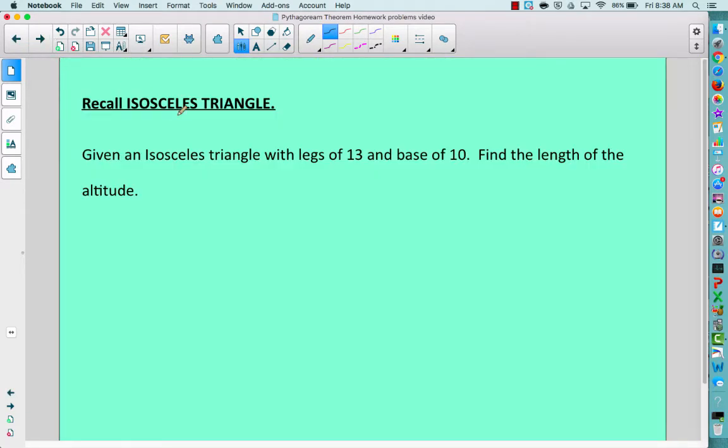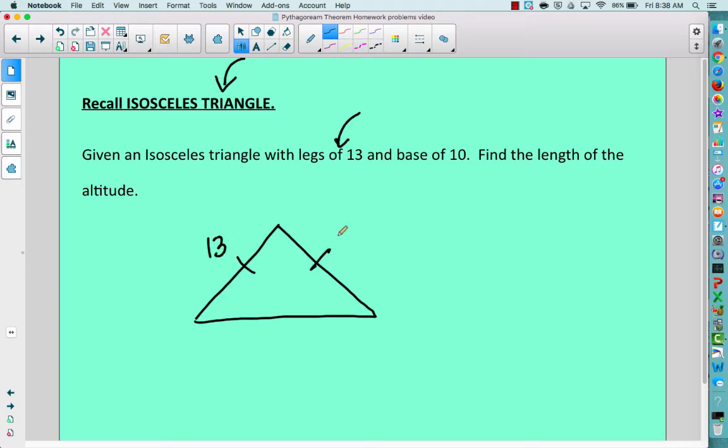Okay, moving on. Oh, my favorite, the isosceles triangle. We know the isosceles triangle is a triangle with two congruent sides. It says, given an isosceles triangle with legs of 13, remember legs are the two congruent sides, and a base of 10, find the length of an altitude. Ooh, a vocab word from an earlier unit. Remember, an altitude is a line from a vertex going to the opposite side and is perpendicular to the opposite side. In an isosceles triangle, it also cuts the base into two equal parts.